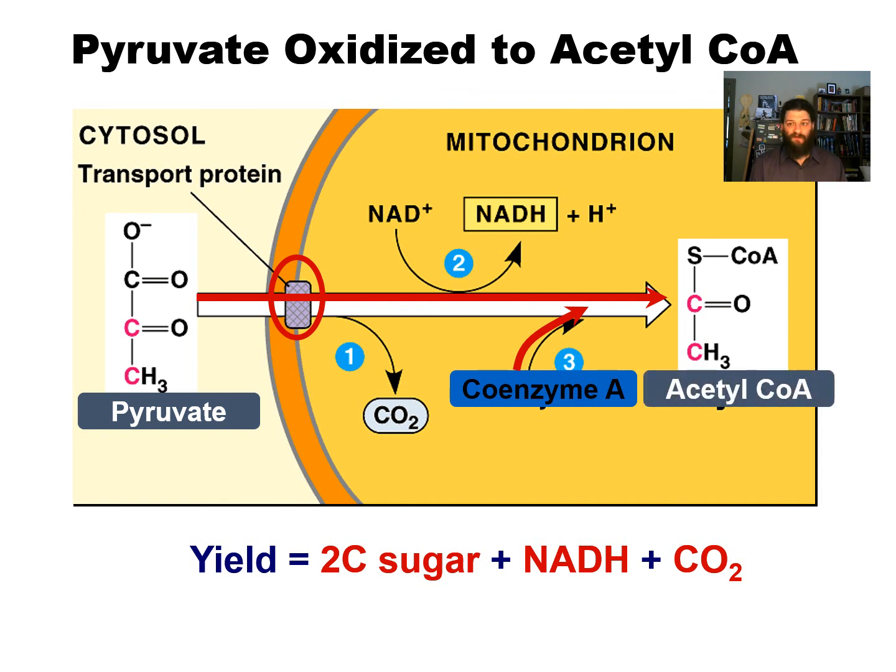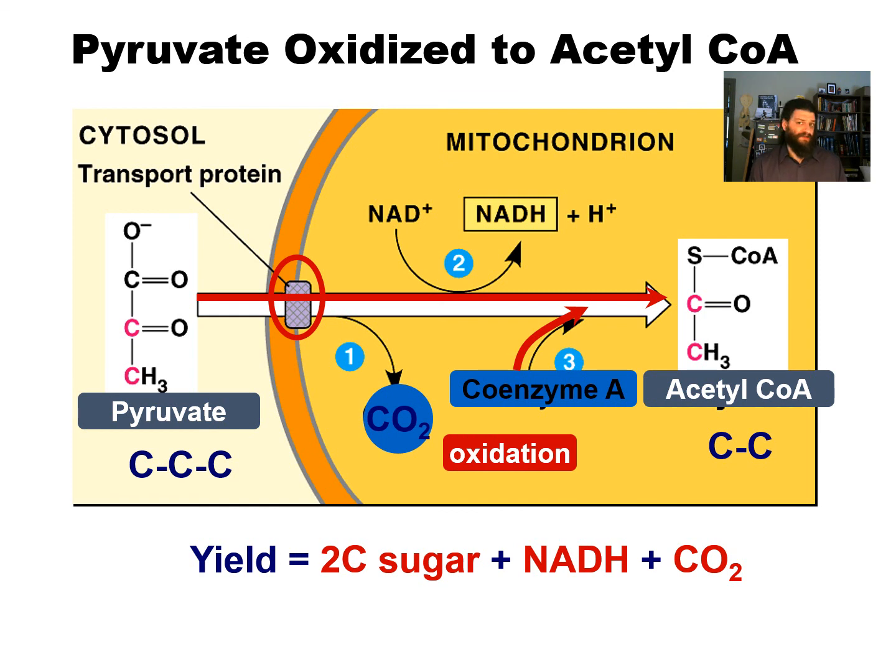Now, the problem, of course, is that pyruvate is a 3-carbon and acetyl coenzyme A is a 2-carbon molecule. So what has to happen is we have to strip one of those carbons off, and we do that in the form of carbon dioxide. But this is oxidation, and oxidation needs to be coupled with a reduction. For every oxidation, there is also a reduction. So here we're going to get that NAD to come in, pick up a hydrogen, and be reduced to NADH, because that hydrogen is going to bring an electron with it.